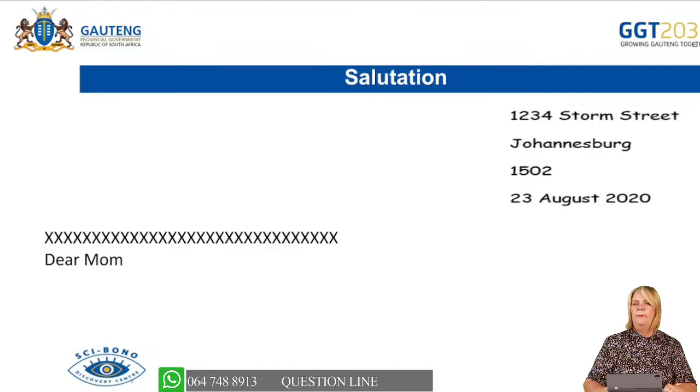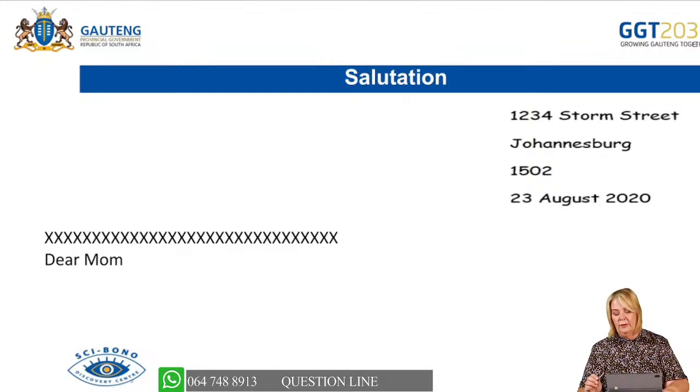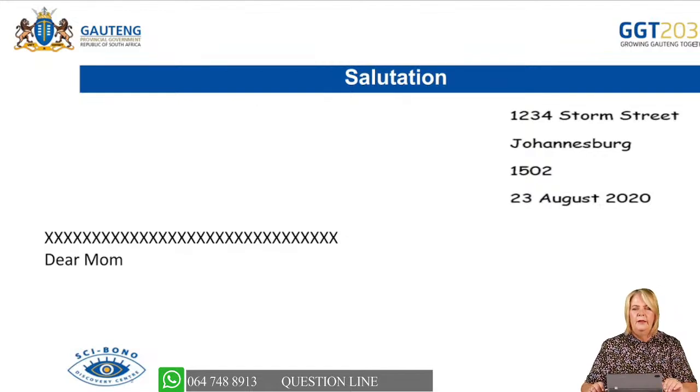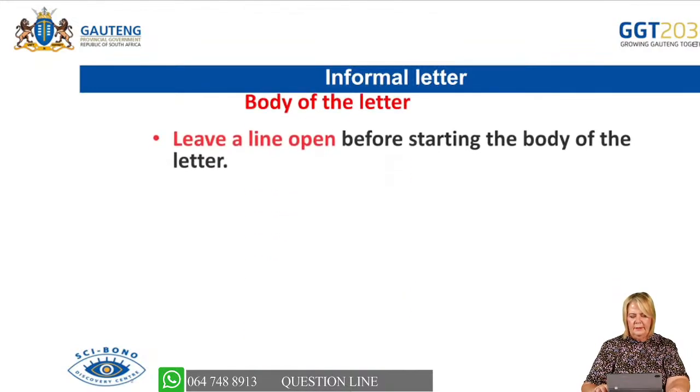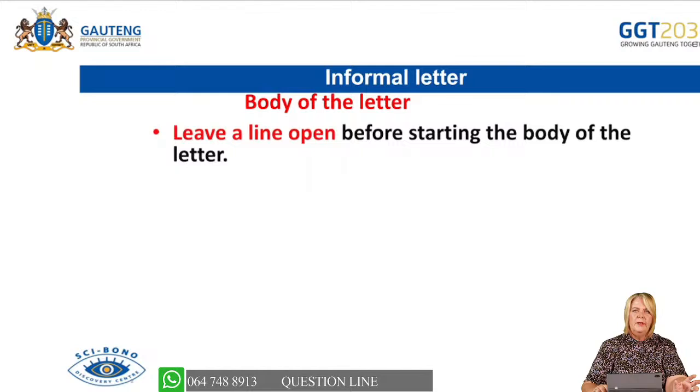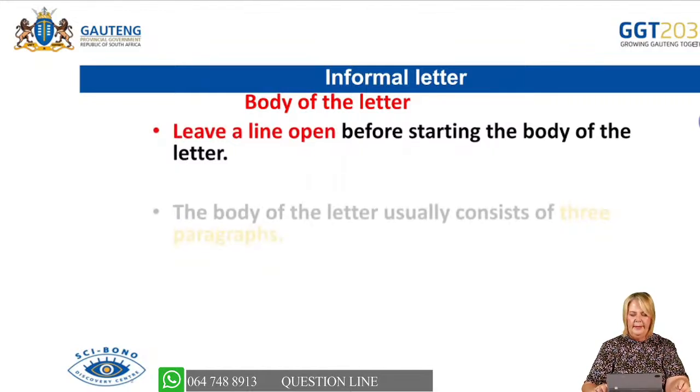Right, so an example of a salutation is you've got your address, residential address, number, name, street on the right, Johannesburg 1502, the date, leave a line open, then it is the salutation, Dear Mom. The body of the letter. After you've written the salutation, you leave a line open before you start the body of the letter.